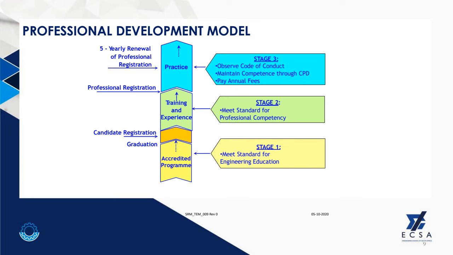Here we are looking at the professional development model. It starts at stage one. The applicant will come from an accredited program. You remember the second part of the value chain refers to the accreditation, then registration. So first accredited, the applicant or candidate will go through an accredited program. Then once they have that, then they meet stage one, which is the standard for engineering education.